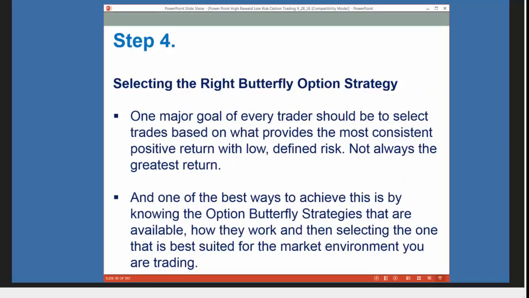So step 4 then is selecting the right butterfly option strategy. And one major goal of every trader, in my opinion, should be to select those trades based on what's going to provide you the most consistent positive return with very low defined risk, and not always that greatest return, not always that big home run. And one of the best ways I've found to achieve this is by knowing the various option strategies out there. And in this particular situation, we're talking the option butterfly strategies, and knowing the ones that are available and how they work, and then selecting the one that's going to be best suited for the market environment you're trading in.